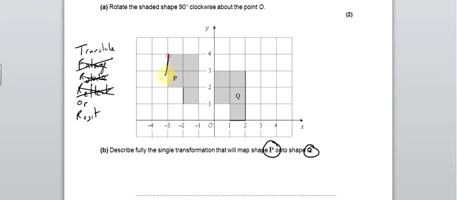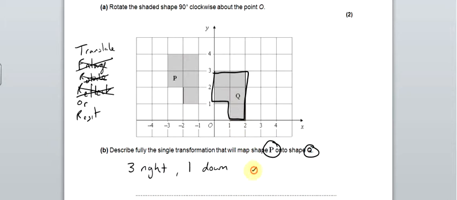So we start with shape P, and you trace shape P, and then you count to see how it moves. So 1, 2, 3 right. Okay, so 3 right and 1 down by the looks of it. 1 down. And again, don't take the chance of counting it without actually doing it with tracing paper. It's so easy just to trace the shape and slide your paper over and count.